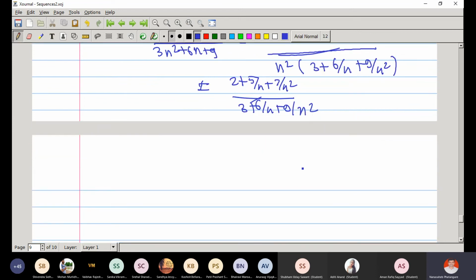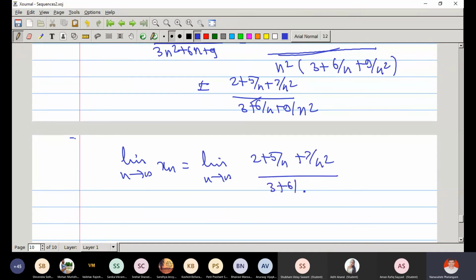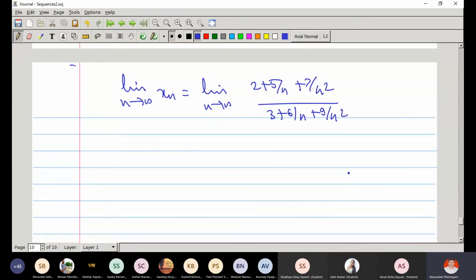We have simplified the expression. So limit n tends to infinity of xn, we have simplified in this form: 2 plus 5 by n plus 7 by n square, divided by 3 plus 6 by n plus 9 by n square. Now use algebra of limits. So how? Limit of quotient is limit of numerator upon limit of denominator.